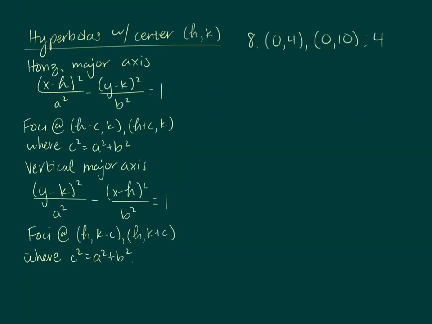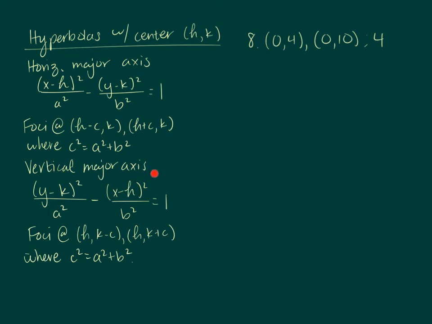Okay, now that we've done some ellipses, let's look at hyperbolas with centers other than 0, 0. So for a horizontal major axis on a hyperbola, it's (x minus h) quantity squared over a squared minus (y minus k) quantity squared over b squared is equal to 1. So this means that the a squared is underneath the positive term, which is x here. Foci are at (h minus c, k) and (h plus c, k), where c squared is equal to a squared plus b squared.